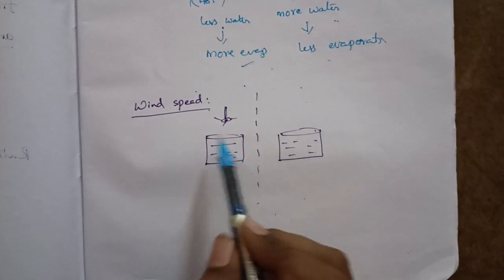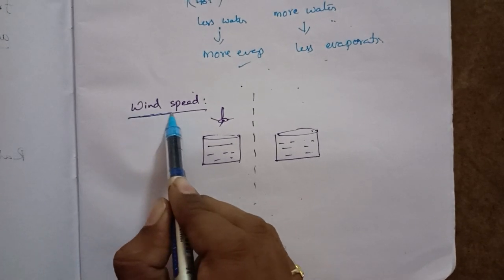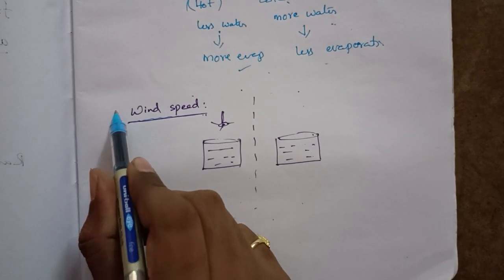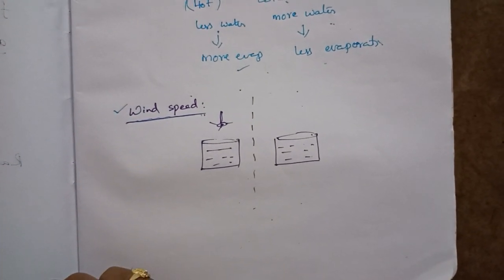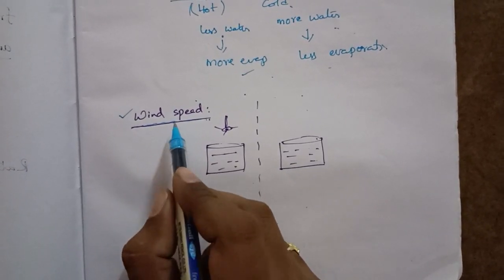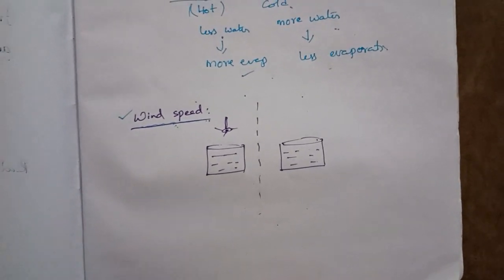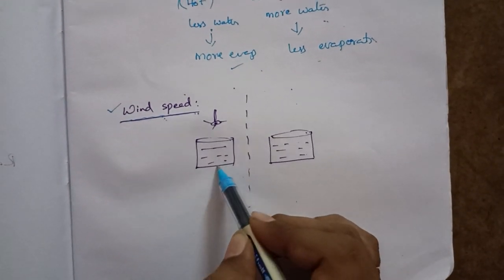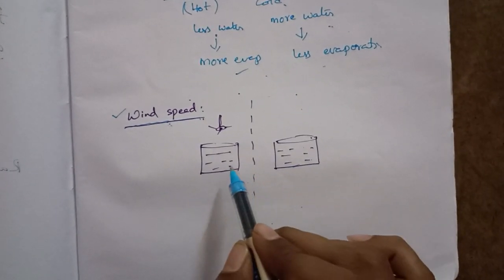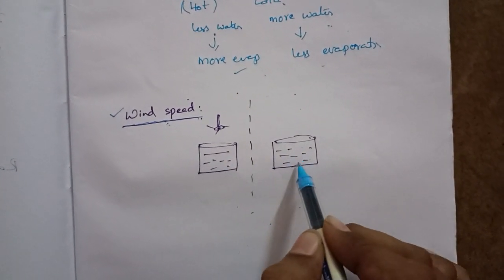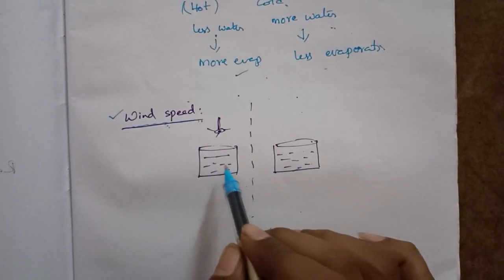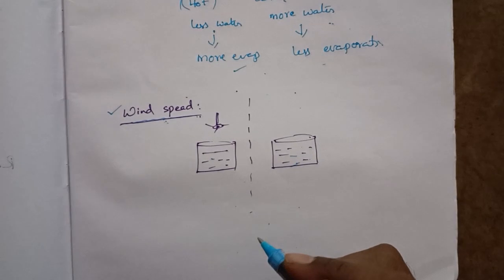Now, the rate of evaporation depends on wind speed. Nowadays, in exams, they are asking this question a number of times. Write an activity to show that the rate of evaporation depends on wind speed. For that, again we should take two identical vessels, same size, same shape, filled with the same amount of liquid, like water. If you have taken water, the same amount of water will be filled.